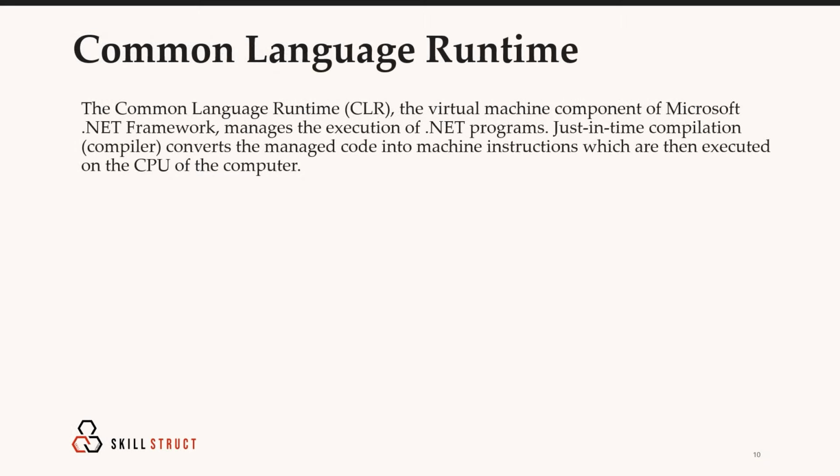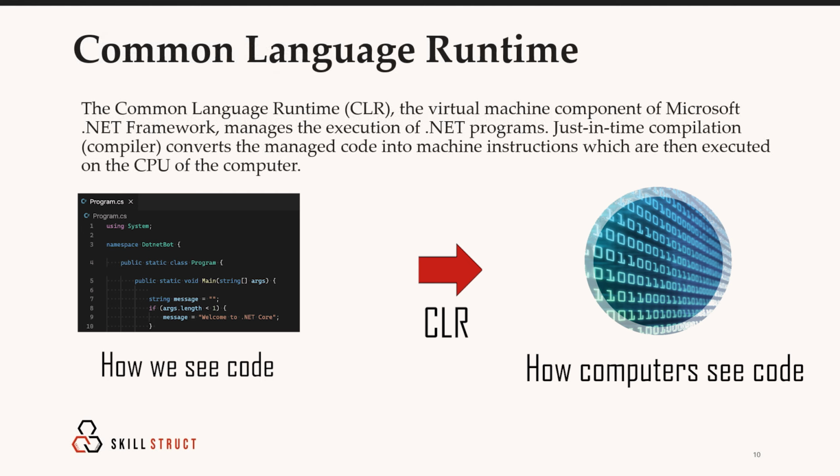The Common Language Runtime, also known as the CLR, is the virtual machine component of the .NET Framework that manages the execution of .NET programs like C#. Just-in-time compilation, aka the compiler, converts that managed code into machine instructions, which are then executed on the CPU of the computer. The CPU is the central processing unit of a computer. So everything that you do on a computer, from reading things, seeing things, clicking on things, is all executed by the central processing unit of the motherboard.